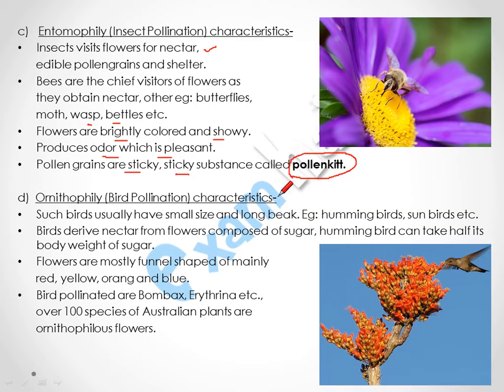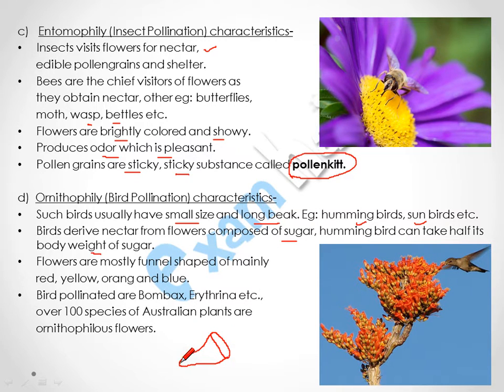Okay. So the next is ornithophily, bird pollination, and the characteristics of bird pollination are: the bird should be of small size and have a long beak, for example, hummingbird and sunbird. Birds derive nectar, which is composed of sugar, from the flower. A hummingbird can take half of its body weight in sugar. So flowers are mostly funnel shaped, like this. This is the funnel shaped flower.